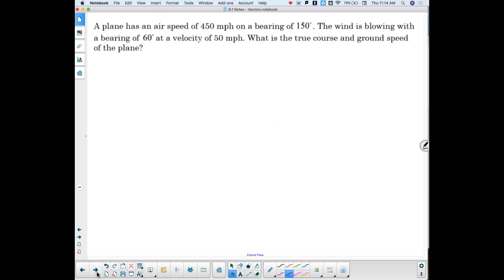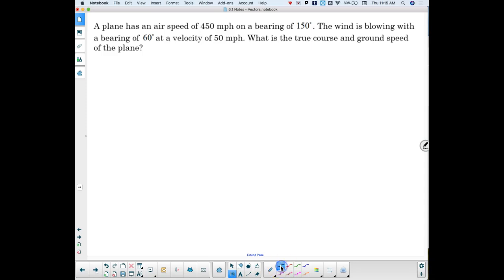All right. So a plane has an airspeed of 450 miles per hour on a bearing of 150 degrees. The wind is blowing with a bearing of 60 degrees at a velocity of 50 miles per hour. What is the true course and ground speed of the plane?